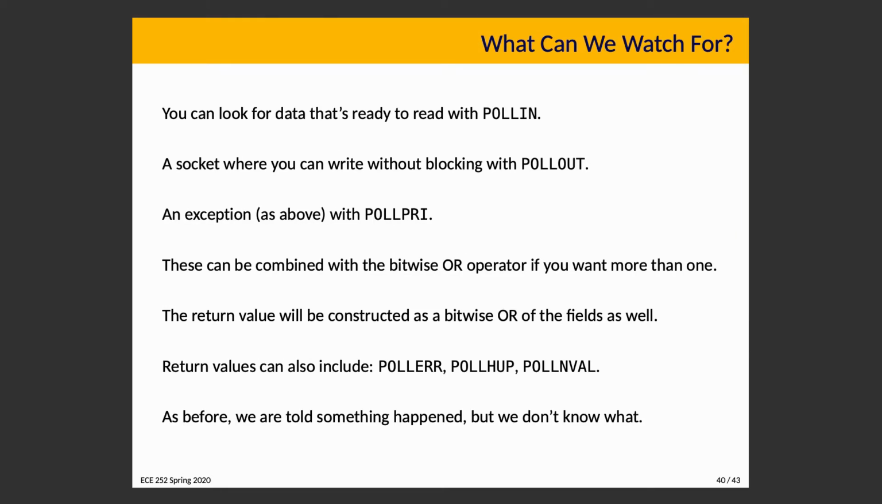So what can you watch for? You can watch for a socket that's ready to read with the constant POLLIN. You just put that in the events. You can combine events with the bitwise OR operator if you want, but for event type read, that's POLLIN. A socket where you can write without getting blocked, you're looking for POLLOUT. An exception, in the concept we've talked about as they relate to sockets, is watched for with POLLPRI. I'm not sure off the cuff why PRI, but that's what it's called. And you can combine, as I say, with the bitwise OR operator if you want more than one.